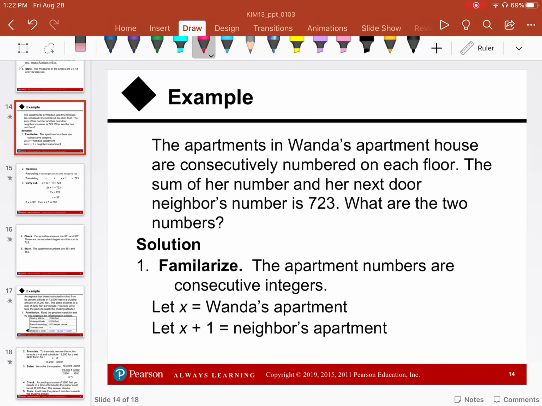Next example. Apartments in Wanda's apartment house are consecutively numbered on each floor. The sum of her number and the next door neighbor's number is 723. What are the two numbers?